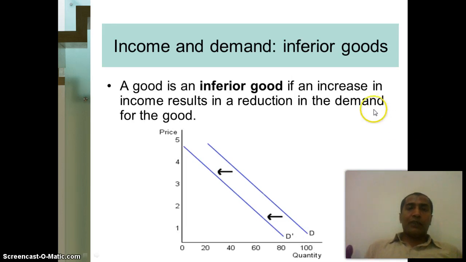Inferior good: in the case of an inferior good, the relationship is opposite. When your income increases, demand for an inferior good decreases. You remember the example of the judge and others. Another example I gave you: coming to college by bus or by car. So our conclusion is that if income increases, demand for a normal good increases, but demand for an inferior good decreases.